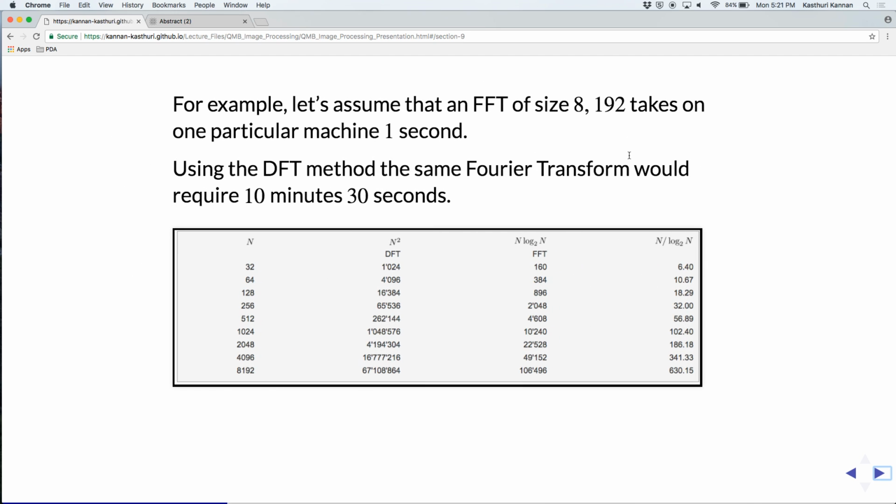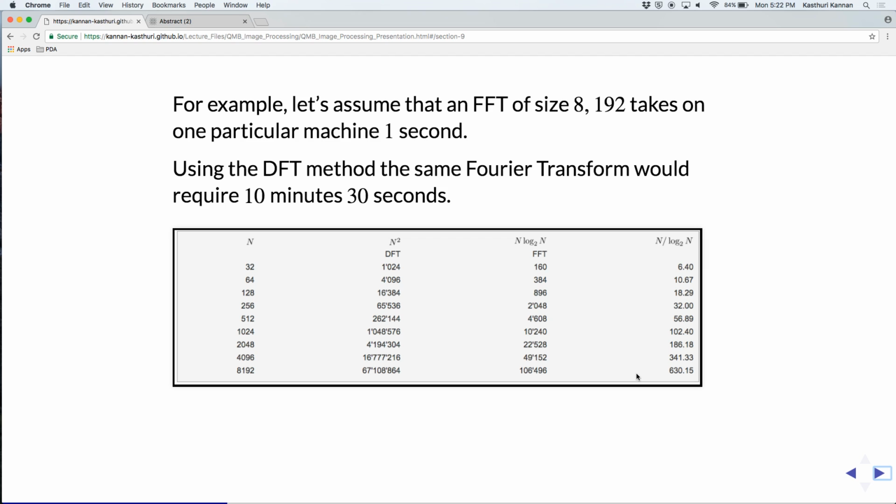So for instance, say an FFT of size 8192 takes a particular machine 1 second, okay? Using the DFT, you can see how much it's going to take. This is just a basic signal for n squared, right? This is the amount of minutes and hours it's going to take if you are not using the fast Fourier transform. So it has reduced our life.